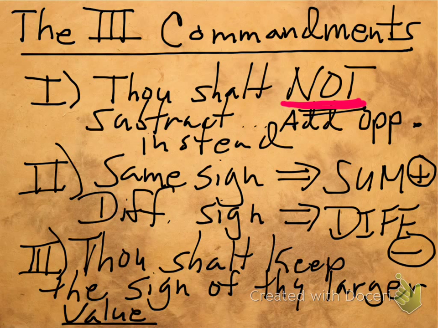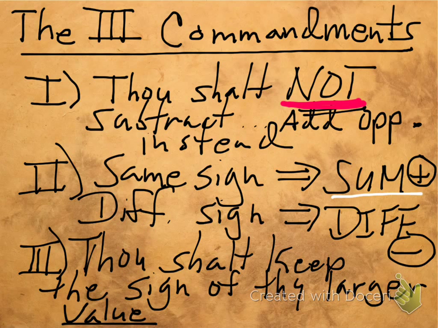The second commandment says, if the two things that you're adding together both have the same sign, they might both be positive, or they might both be negative, we're going to find the sum. In other words, we're just going to add the values together. So whether we're doing 3 plus 5, which we know is 8, or negative 3 plus negative 5, again, we're going to add the values together. We're going to find the sum of the values.